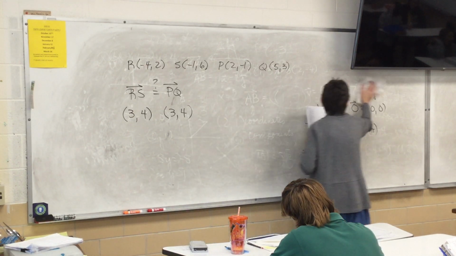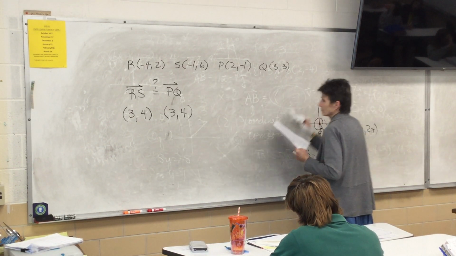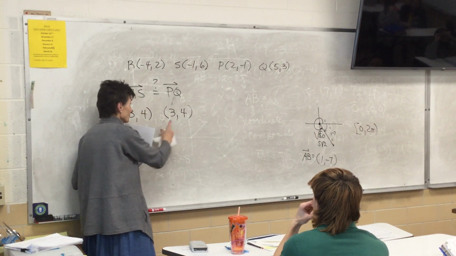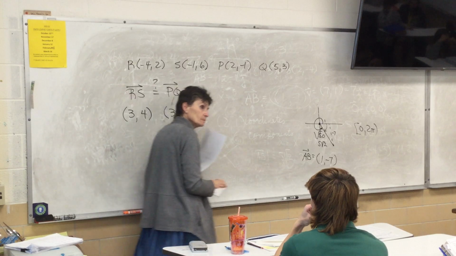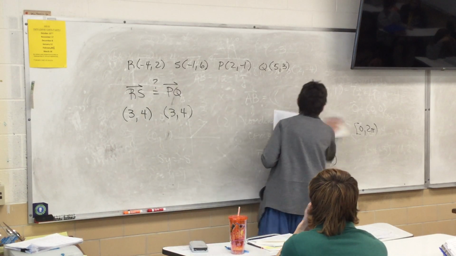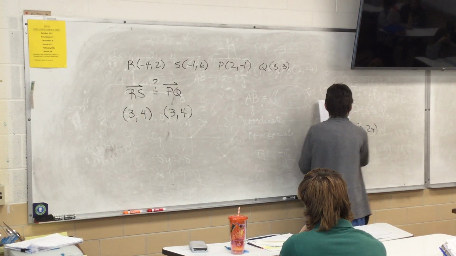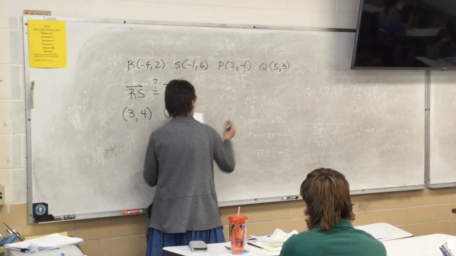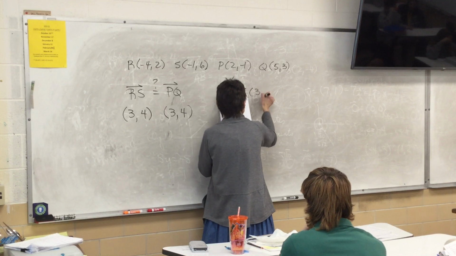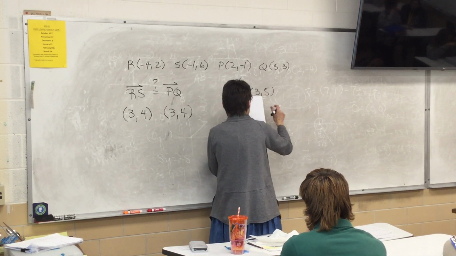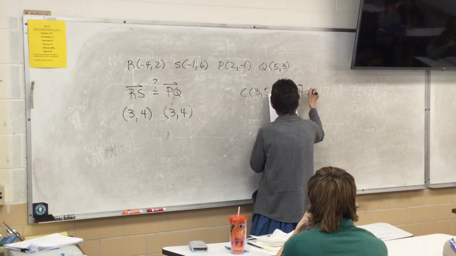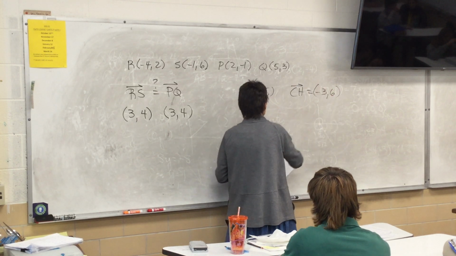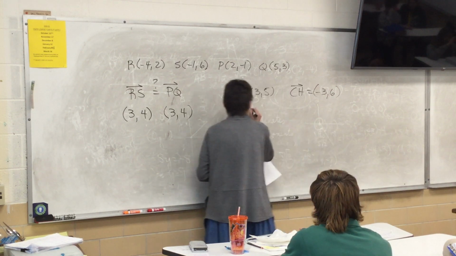David? How do you know if it's the same direction? Right 3 up 4. Right 3 up 4. Right? Okay. Now the next one, they give you the vector. So point C, this is a point. And the coordinates of the vector are -3, 6. And your job is to find point H.